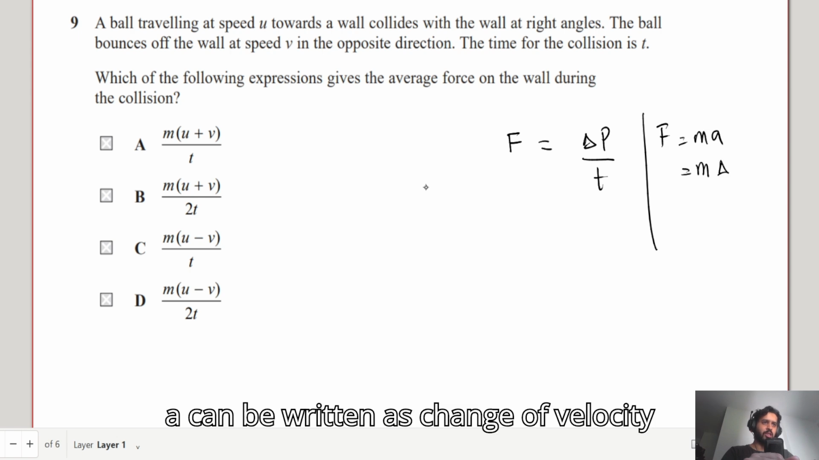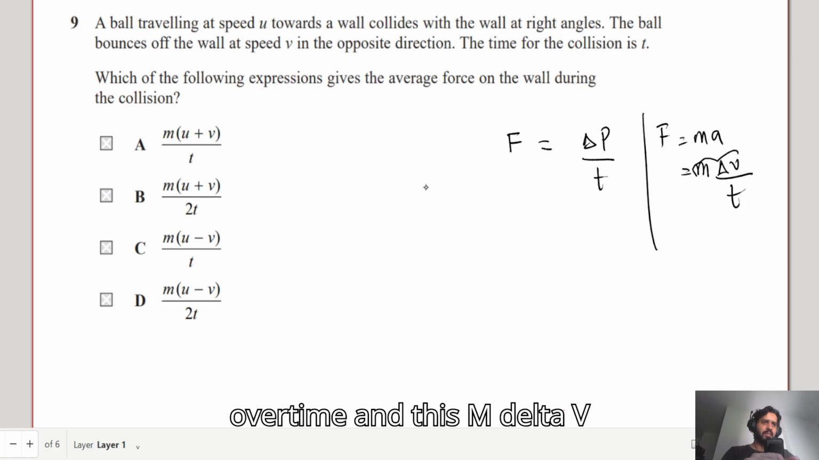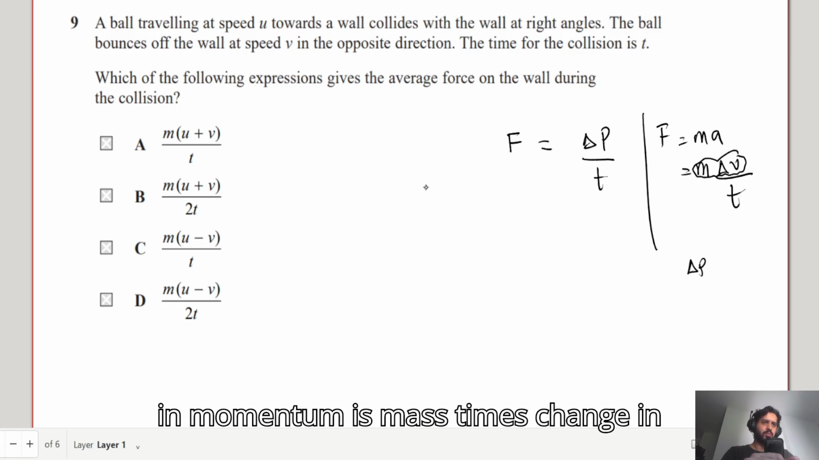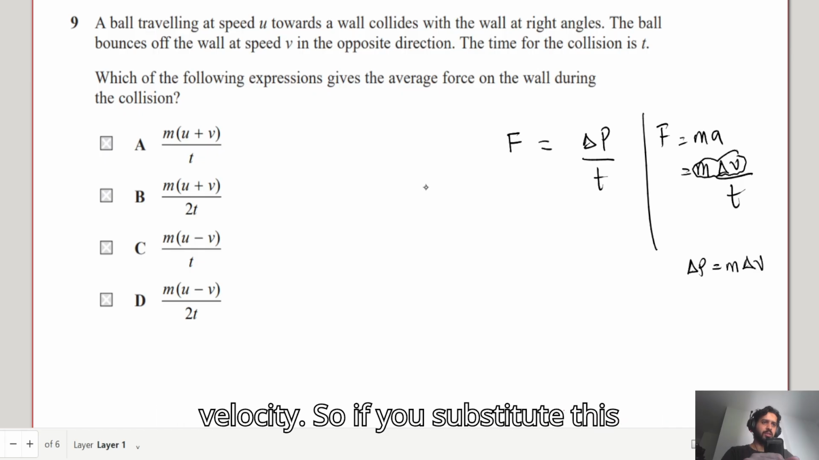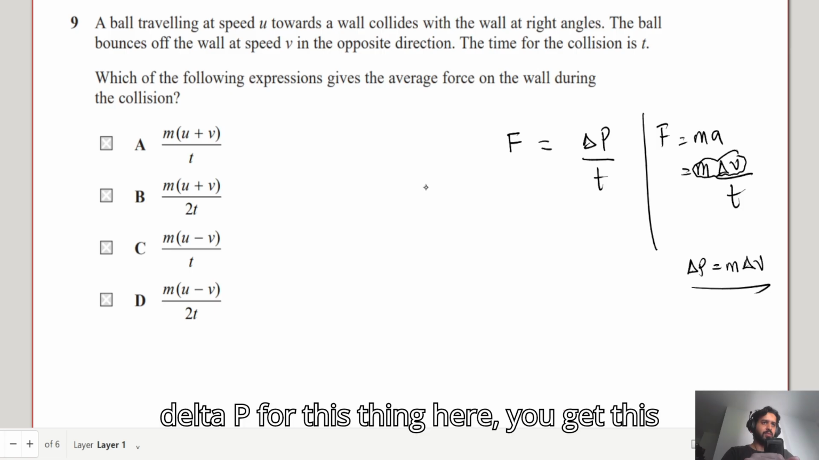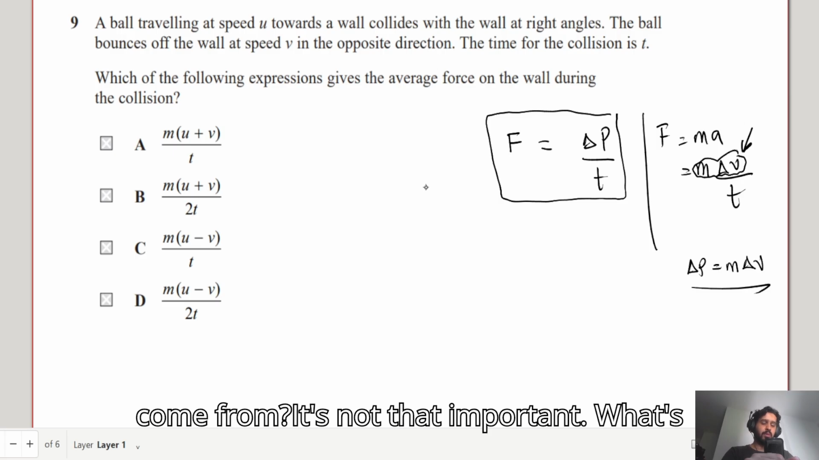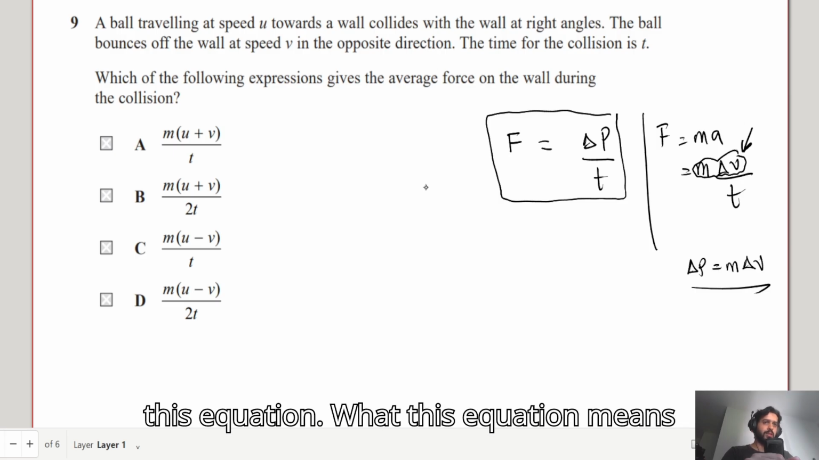a can be written as change of velocity over time. And this m delta v, this is change in momentum, right? Change in momentum is mass times change in velocity. So if you substitute this delta p for this thing here, you get this equation. Now, where does this equation come from? It's not that important. What's important is that you know how to use this equation.